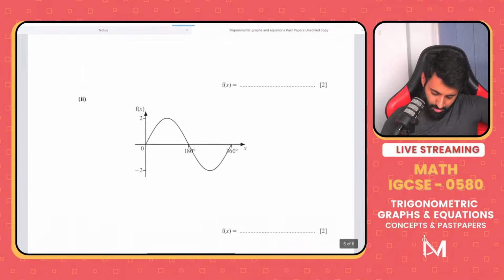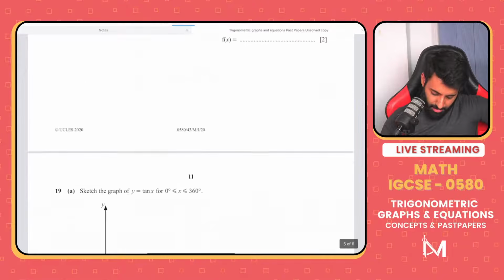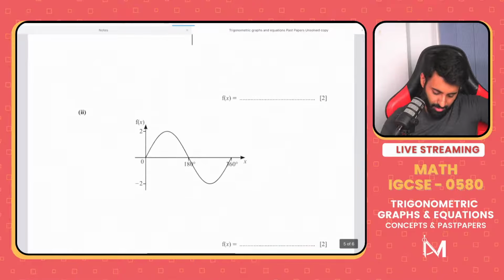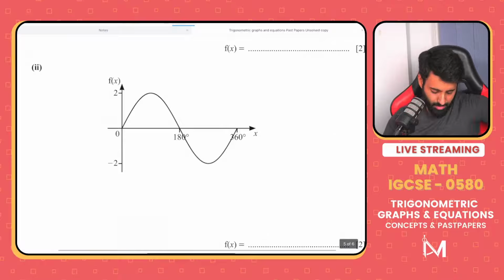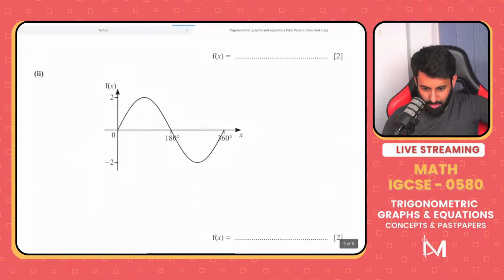And okay, now one more question of graphs that we have over here. Now, can you find out the equation of this graph? Can you tell me what the equation of this graph is going to be?